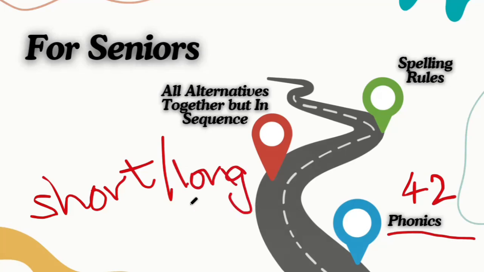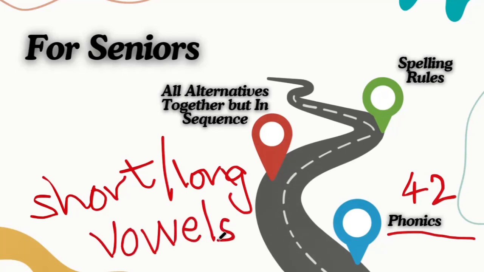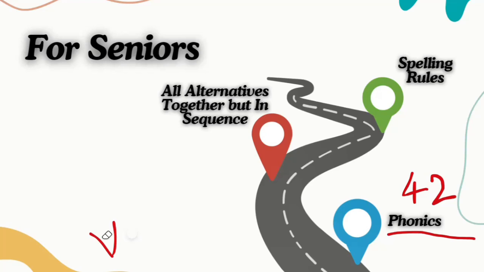Without this, you just cannot teach spelling rules. At least the short and the long vowel sounds should be covered before you start teaching them any rules. Because consonant sounds are okay, they are just as we say them, but short and long vowel sounds are different. So you must teach them the short and long vowel sounds before you take them to spelling rules.